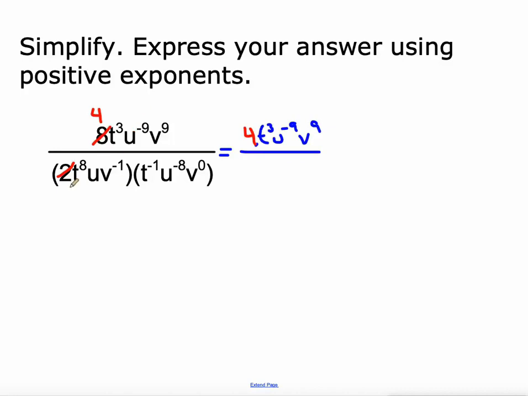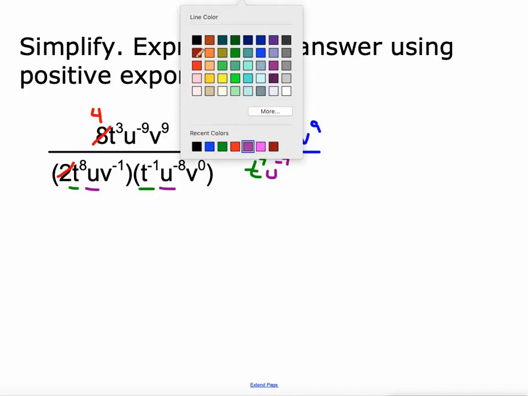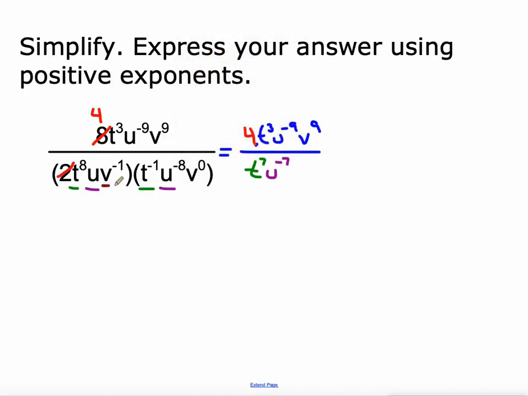Let's do t to the 8th times t to the negative 1st. That's t to the 7th, because 8 plus negative 1 is 7. Then u times u to the negative 8th would be u to the negative 7th, because 1 plus negative 8 is negative 7. And then v to the negative 1st times v to the 0. I mean, v to the 0 is just 1, so this is going to be v to the negative 1st.